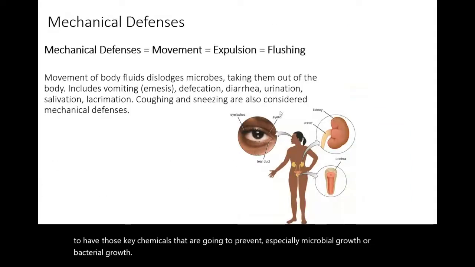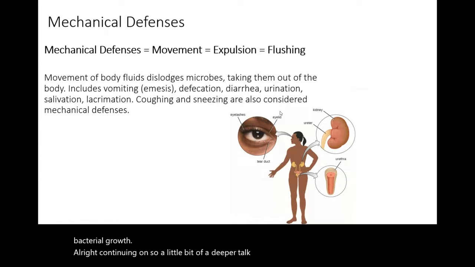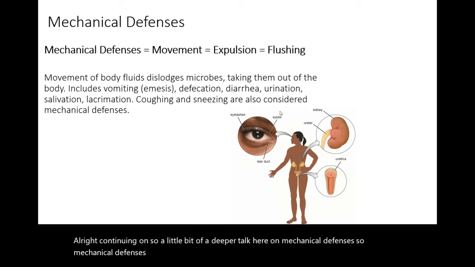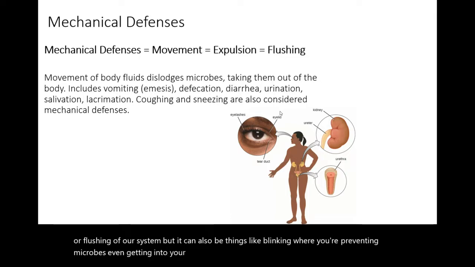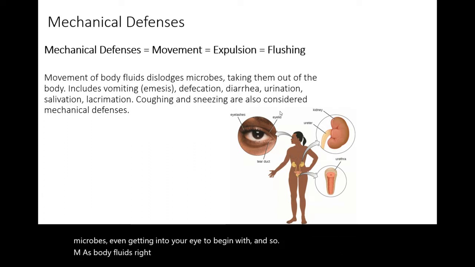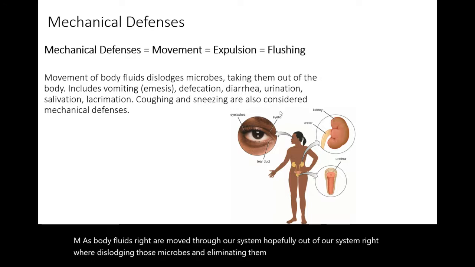All right, continuing on. So a little bit of a deeper talk here on mechanical defenses. Mechanical defenses mean movement. So that is going to be some sort of forceful expulsion or flushing of our systems. But it can also be things like blinking, where you're preventing microbes from even getting into your eye to begin with. And so as body fluids are moved through our system, hopefully out of our system, we're dislodging those microbes and eliminating them from the body.